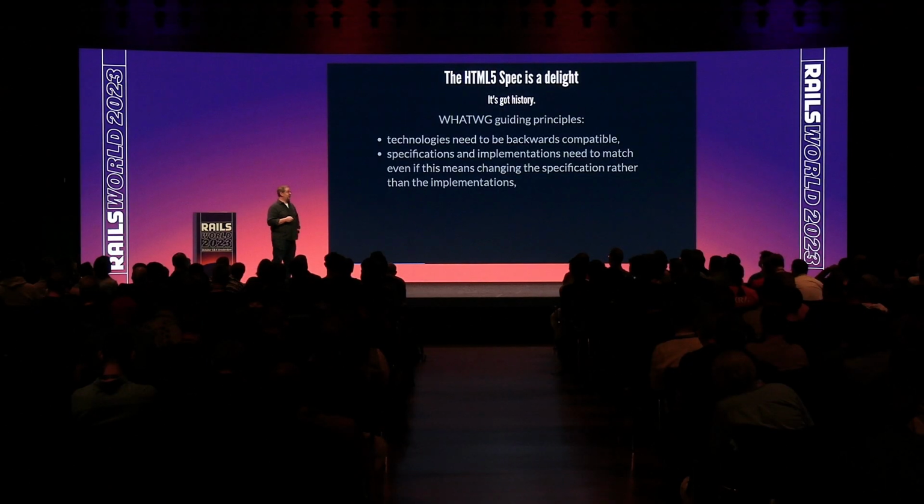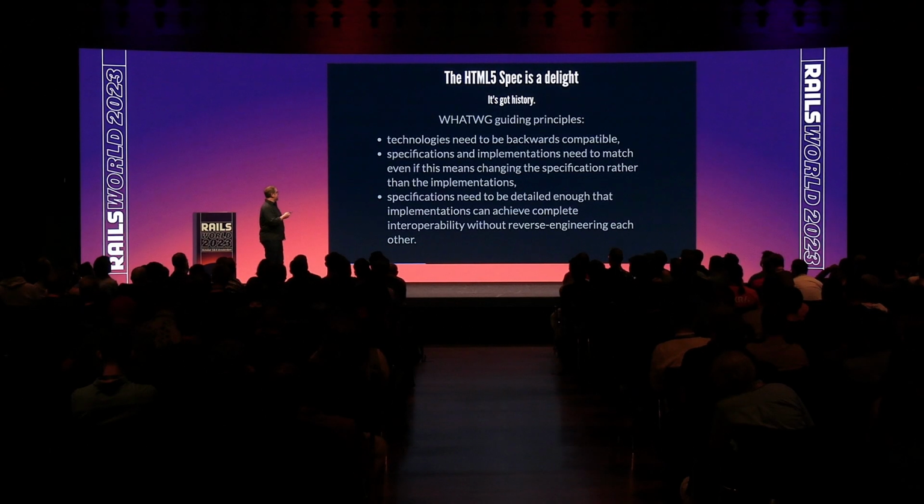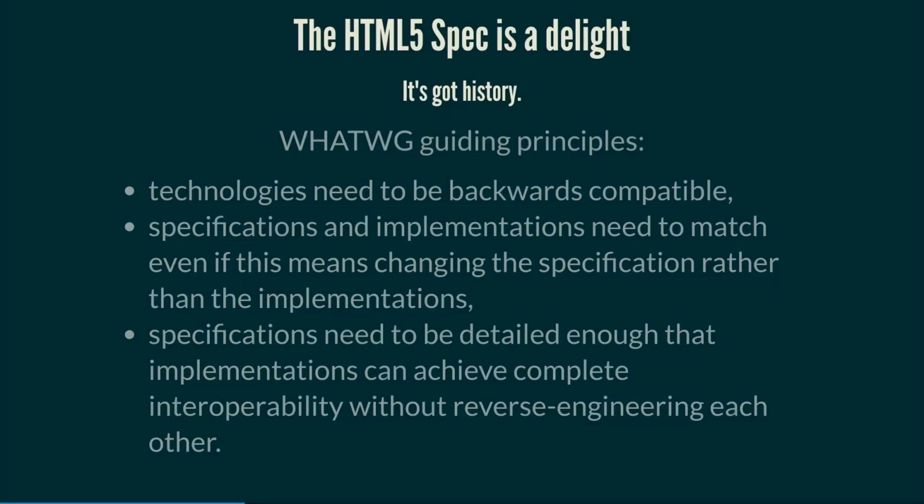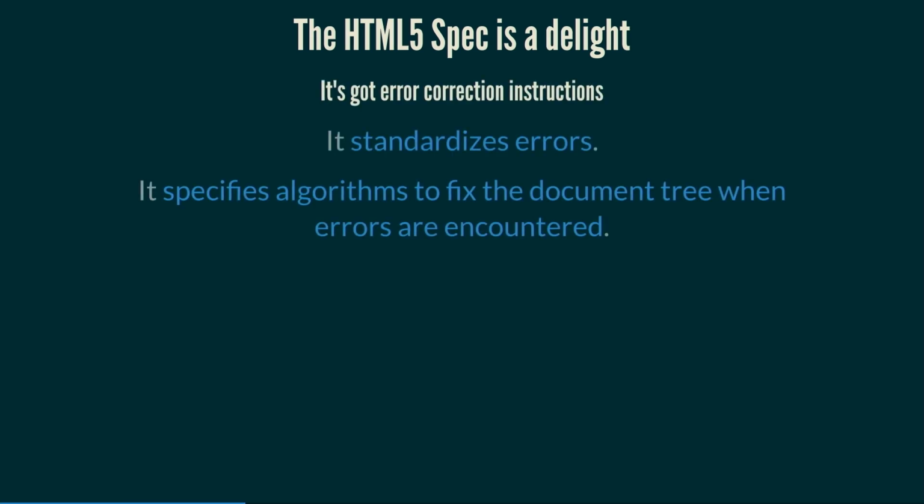So think about this one, right? If your browser is not working like the spec, but all the browsers agree, the spec is what's wrong, and you file a bug report against the spec. And that's actually how it works. And lastly, the specs need to be detailed enough that implementations are interoperable and don't have to reverse engineer. Basically, all the parsers are going to act the same and be predictable, and that's wonderful too. It's got error correction instructions, so even if the markup is bad, they'll still behave the same.